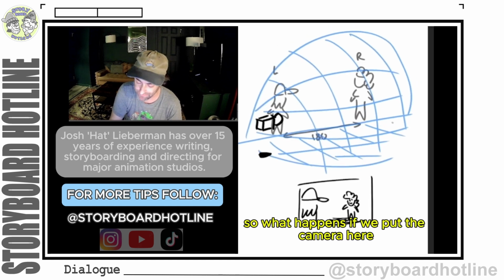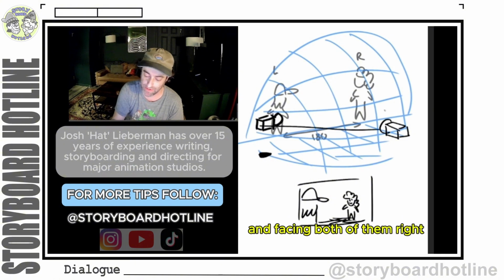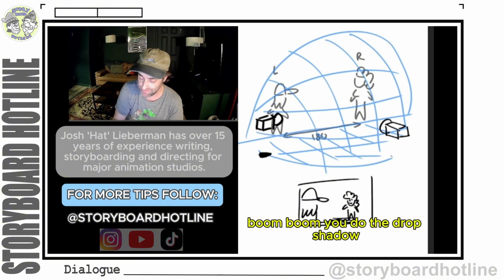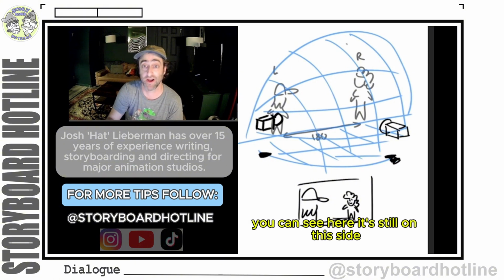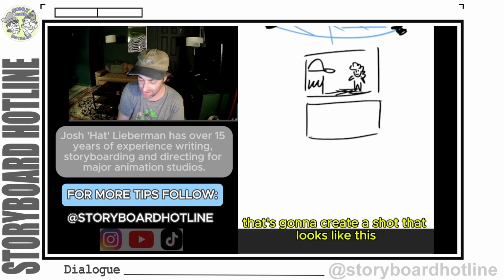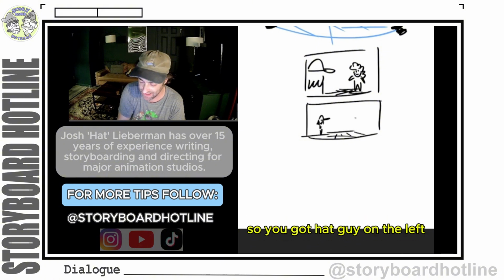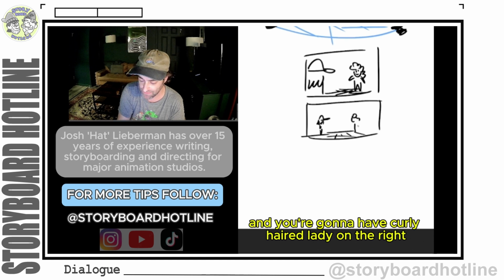Okay, so what happens if we put the camera here, facing farther away from them and facing both of them, right? If you do the drop shadow, you can see here, it's still on this side, our side of the 180. That's gonna create a shot that looks like this. The camera's gonna be farther away, and we're gonna see both characters at the same time. So you've got Hat Guy on the left, and you're gonna have curly-haired lady on the right.